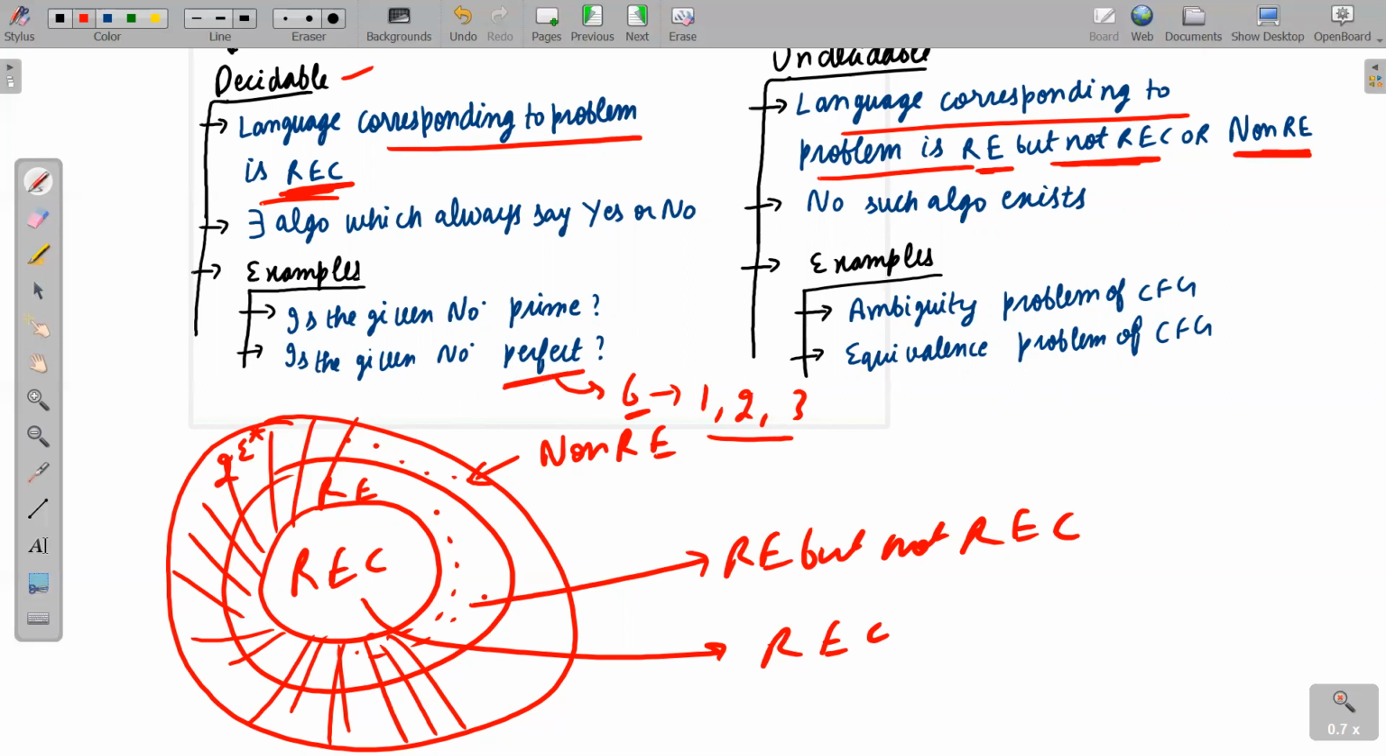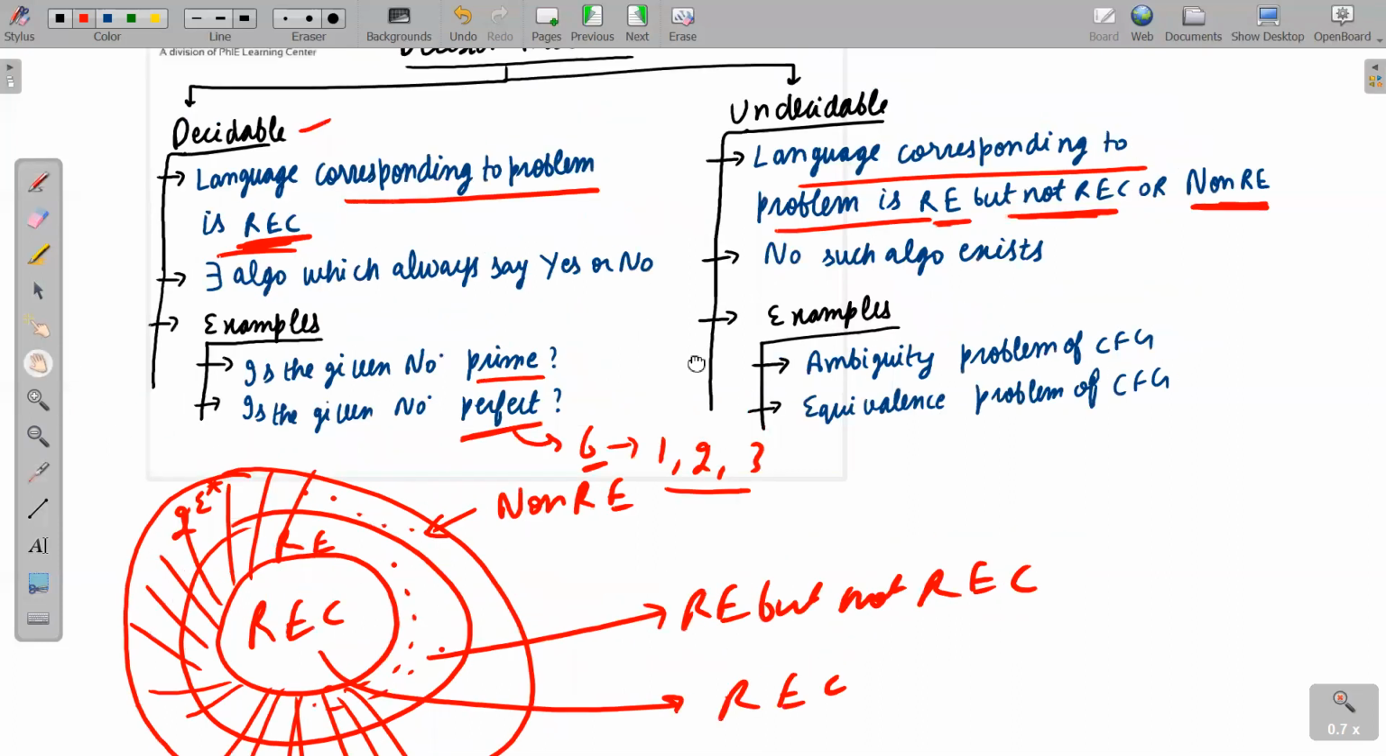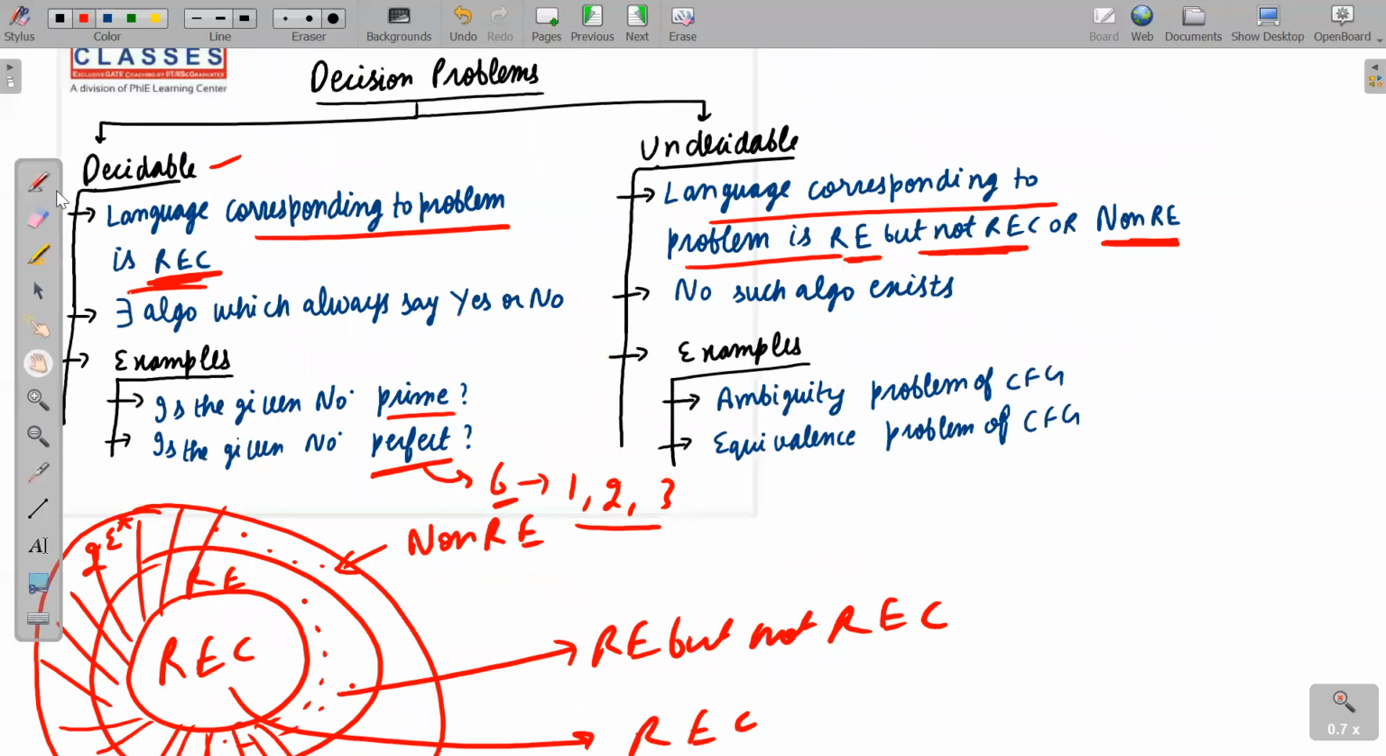Whether the given number is perfect or not, or whether the given number is prime or not, can be checked in a computer itself. So it is a decidable problem. These are examples of decidable problems. And undecidable problem examples are the ambiguity problem of CFG, the equivalence problem of CFG, and so on. There are lots and lots of examples. We will study them. Don't worry.